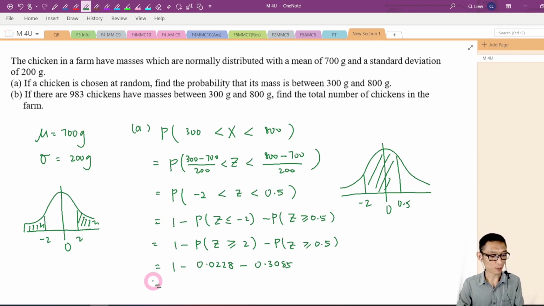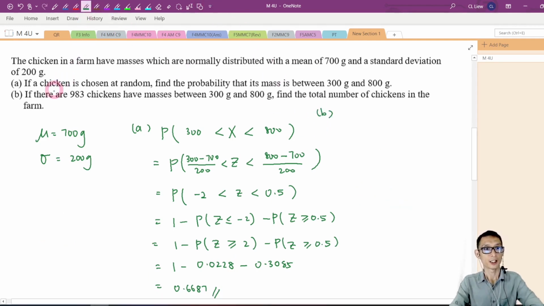Okay, the answer is 0.6687. Now let's go to part B. If there are 983 chickens that have masses between these values, find the total number of chickens in the farm.